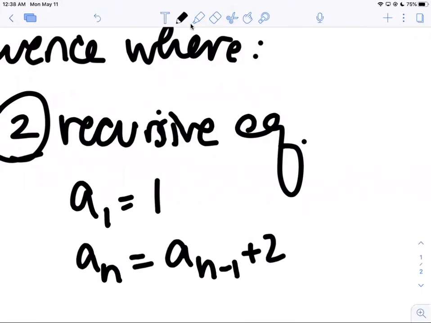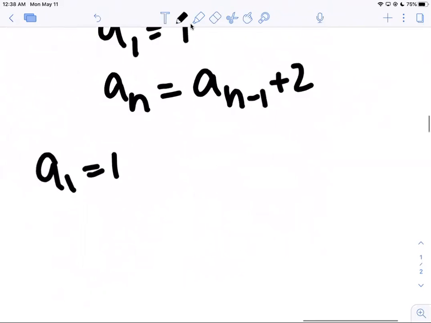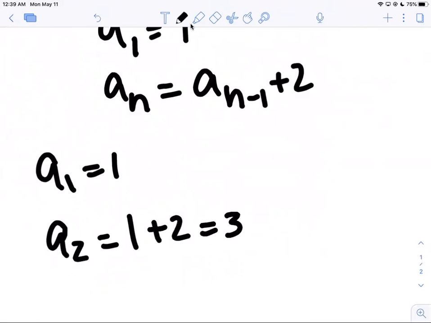So if a sub 1 is 1, then a sub n minus 1 is like the term before that. That's why I have to give you one of the terms, because if I just gave you the equation, you wouldn't be able to do anything. So a sub 1 is already found, it's just 1. But I need that to do a sub 2. So if I do a sub 2, I'm going to do a sub n minus 1, or 2 minus 1. That's a sub 1. So I have to use the term in front of me in this equation. So I'm going to do 1 plus 2, and that equals 3.